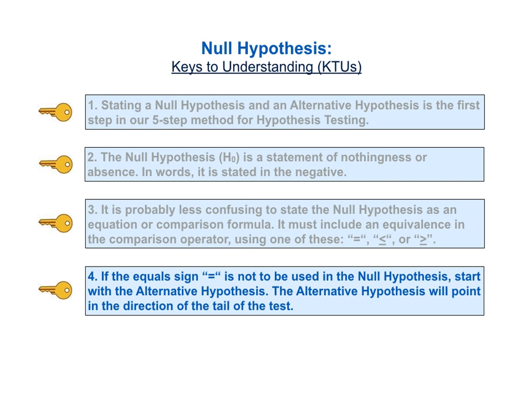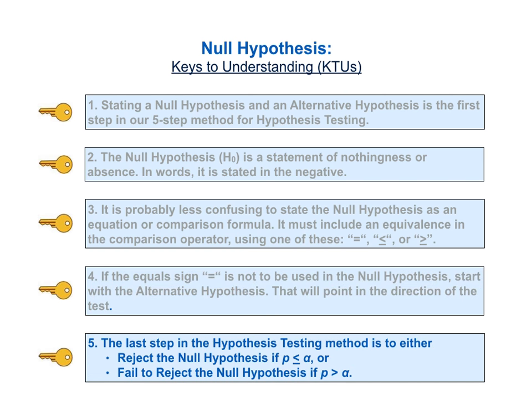The fourth key to understanding is, if the equal sign is not to be used in the null hypothesis, start with the alternative hypothesis. The alternative hypothesis will point in the direction of the tail of the test. The fifth key to understanding is, the last step in hypothesis testing is to either reject the null hypothesis if p is less than or equal to alpha, or fail to reject the null hypothesis if p is greater than alpha.